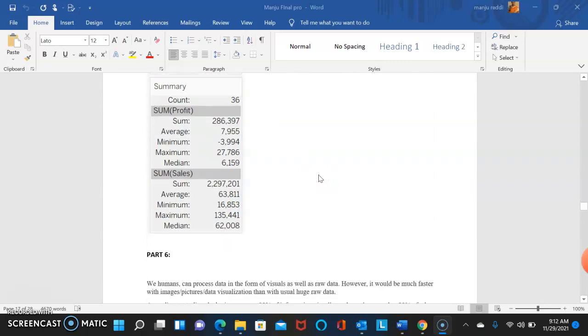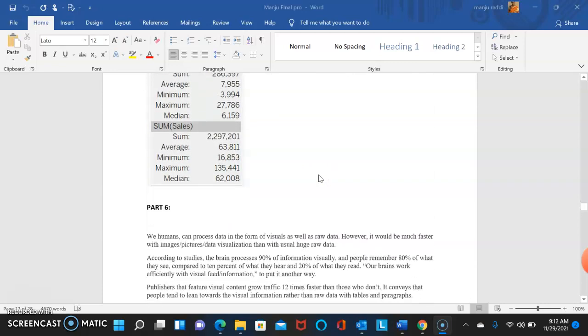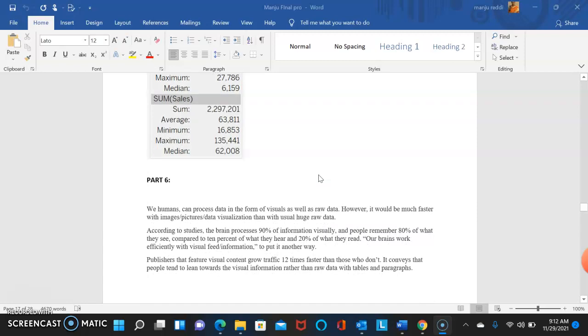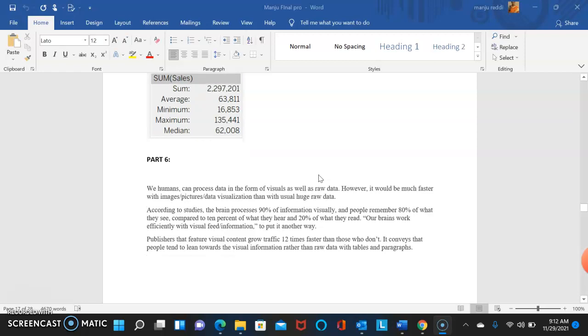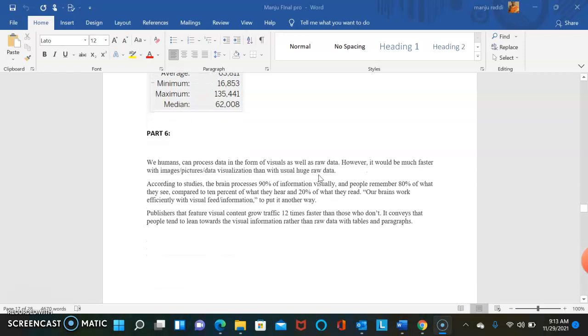Finally, we are moving to part 6. We humans can process data in the form of visuals as well as raw data. However, it could be much faster with images and pictures. Data visualization handles huge raw data. According to this, our brain processes 90% of information visually, and people can remember 80% of what they see, compared to 10% of what they hear and 20% of what they read. Our brains work efficiently with visual information.